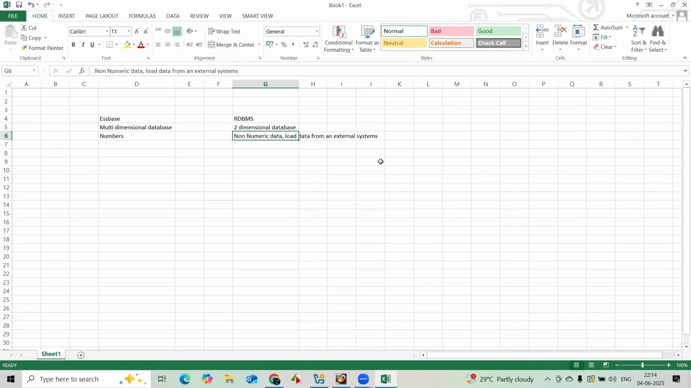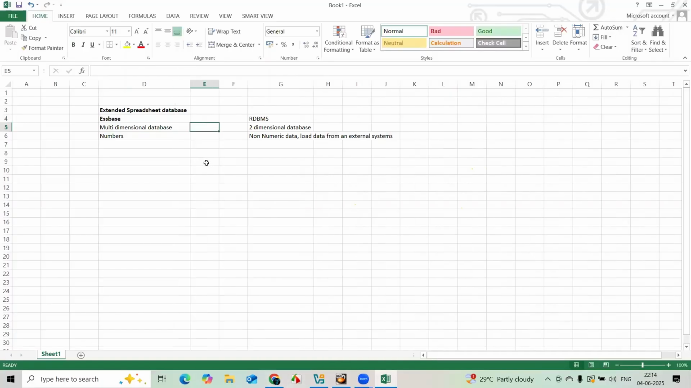And if the interviewer asks what is the full form of Essbase, you can say that the full form of Essbase is Extended Spreadsheet Database. So how many databases are we going to use? One is RDBMS and the second one is Essbase. So these are the two majorly.